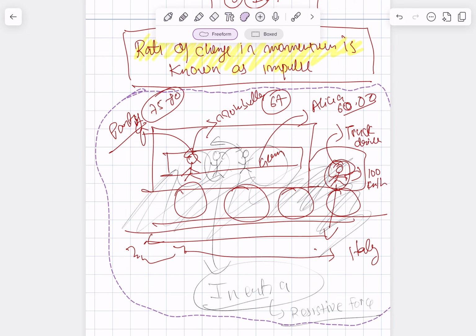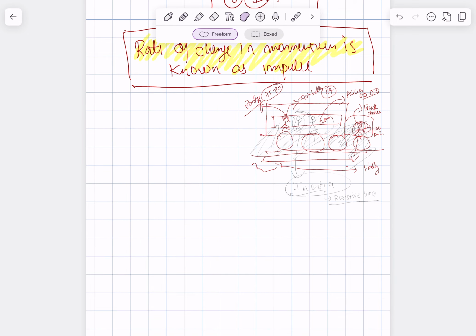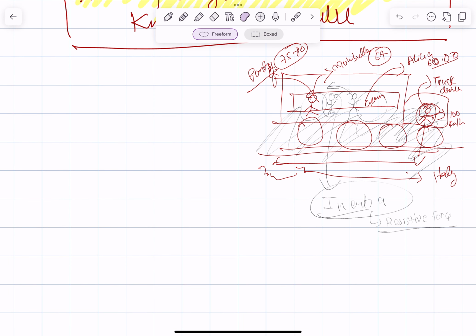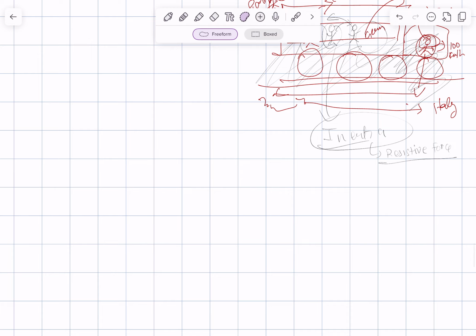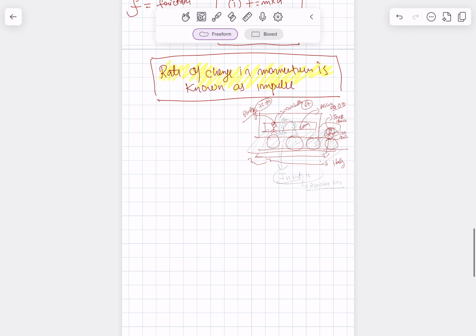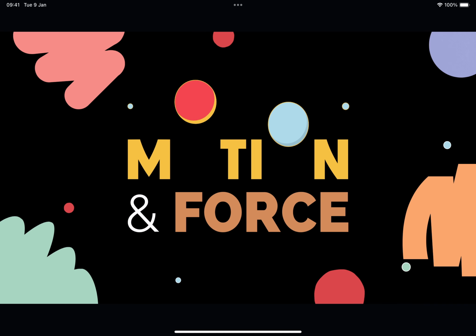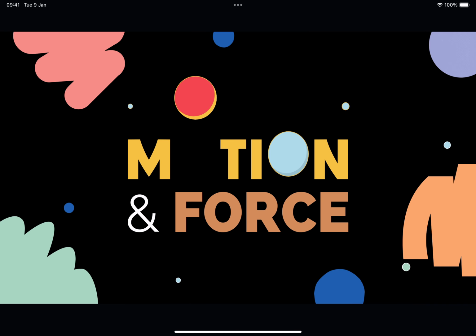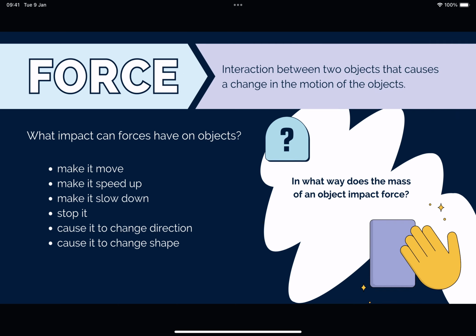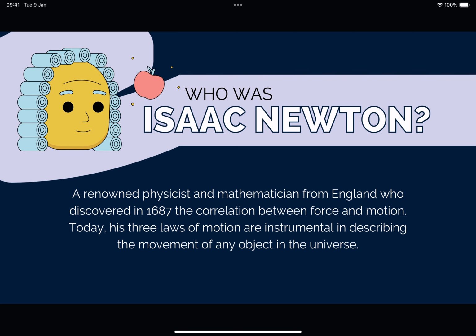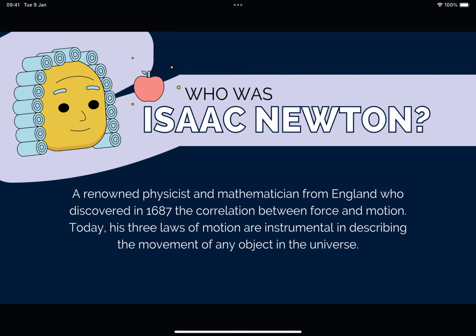Okay. Let's go to some real-time examples which we will be doing so that we can understand the concepts. So let's take a quick overview of whatever we learned so far. We were discussing motion and force. We discussed what force is and how it is caused, and that two objects are necessarily involved. Then we discussed who Isaac Newton is, a physicist and mathematician from England. I don't know when he was born, but he discovered in 1687 the relation between force and motion.